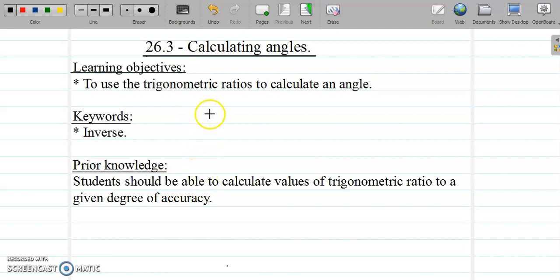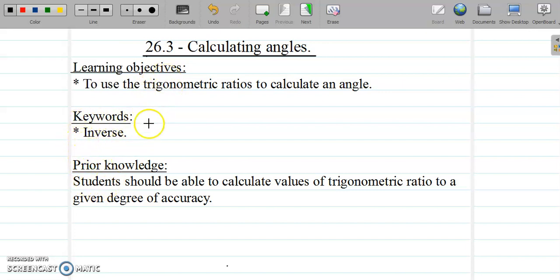Okay, in this topic, we are going to learn how to calculate angles. So the topic is calculating angles. The learning objective is to use the trigonometry ratio to calculate an angle. And the key word we are going to look at is the inverse, okay?